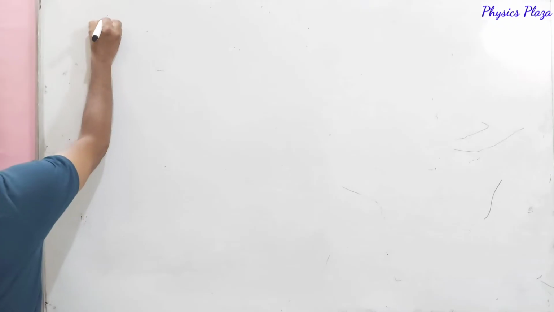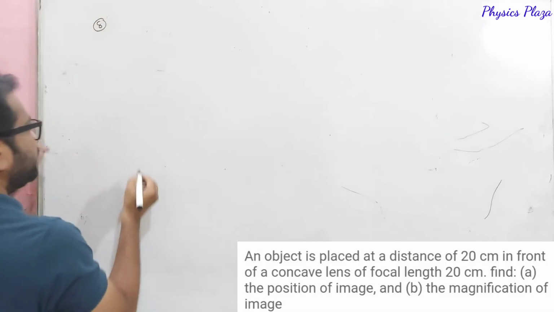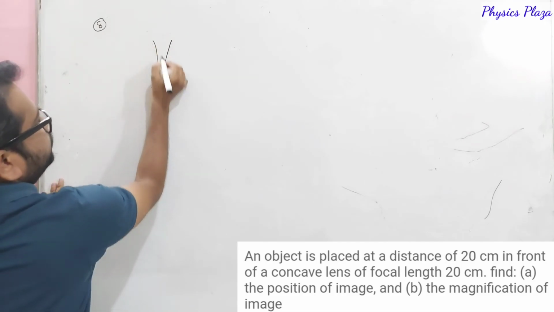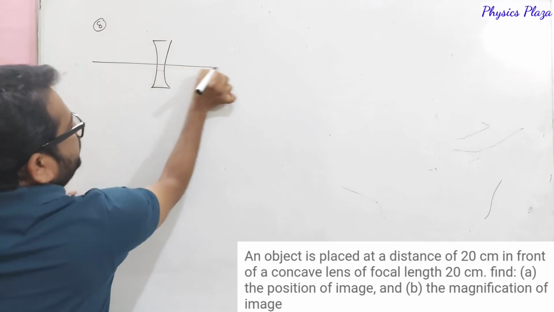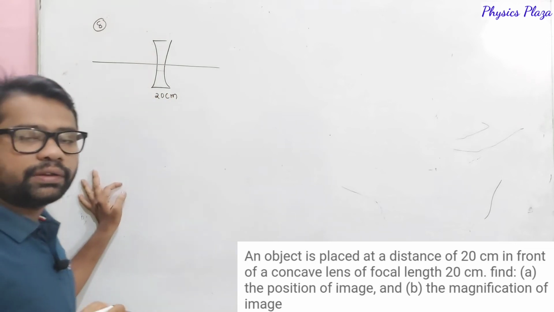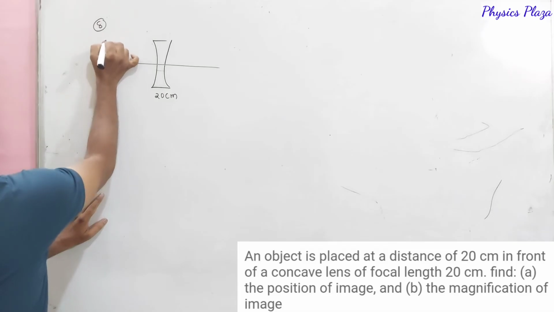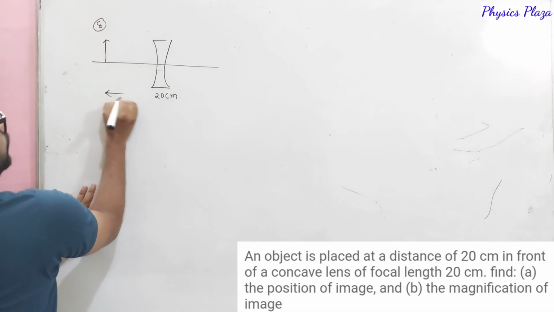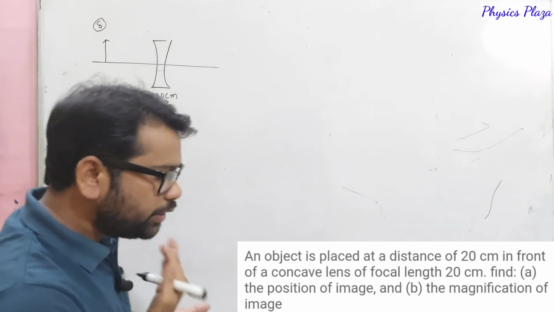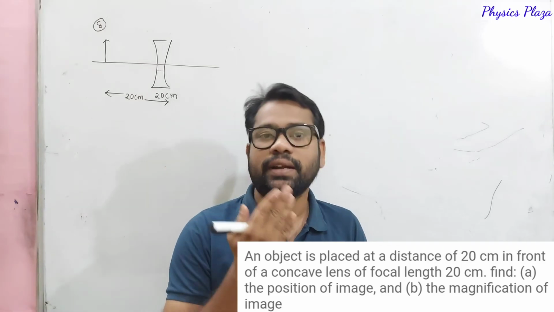Now numerical 8. Children, clearly it is mentioned that the given lens is a concave lens, especially in this numerical. Its focal length is given as 20 centimeters. The focal length of the concave lens given in the question is 20 centimeters, and an object is placed at a distance of 20 centimeters in front of it. Then we need to find the position of the image, and we need to find the image characteristics.